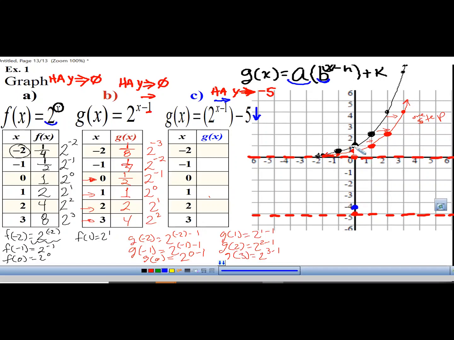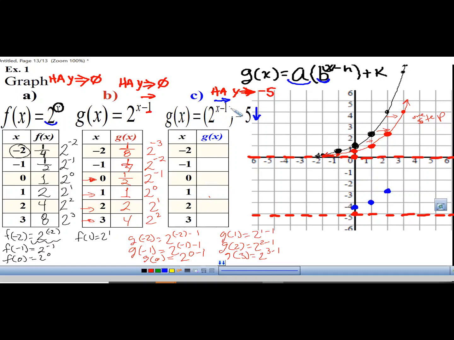This one, 0, 1. We're going to move it 1 to the right, 5 down. 1, 2, 3, 4, 5. And this one, the point 1, 2 is moving 1 to the right, and 1, 2, 3, 4, 5. All right, that's our prediction. Let's see if we're right. Here we go.